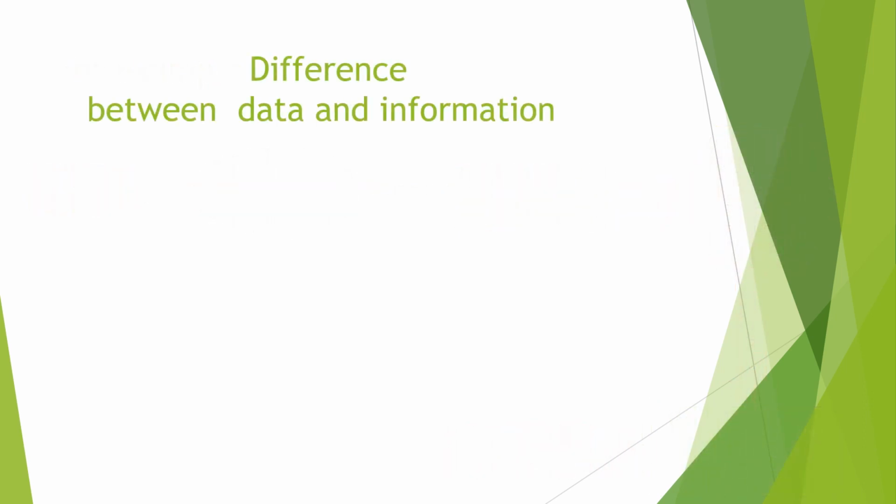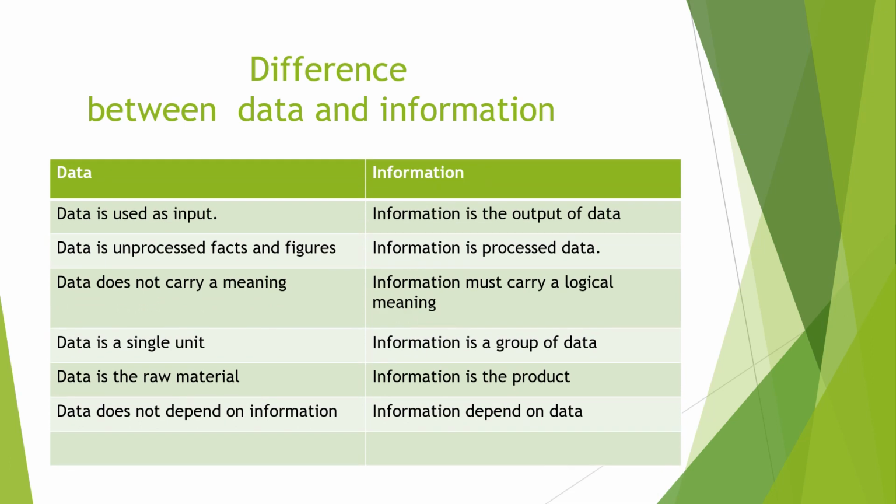So now, what's the difference between data and information? Data is the input that we give. Information is the output that we get. Data is unprocessed facts and figures. Information is processed data. Data does not carry a meaning. Information must carry a logical meaning.